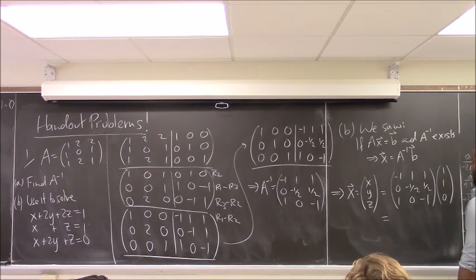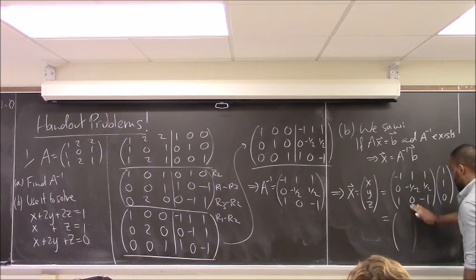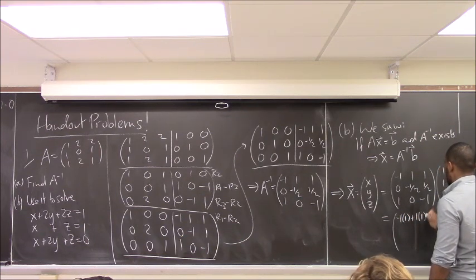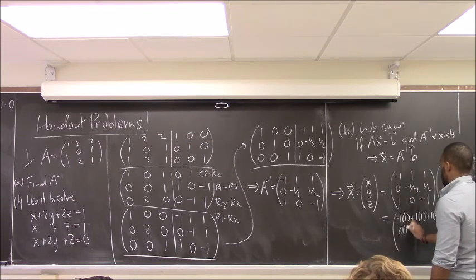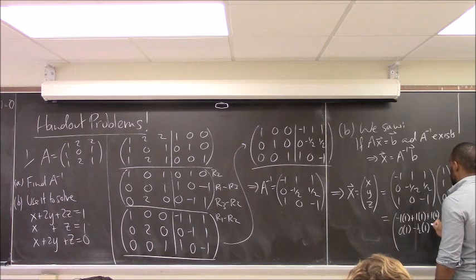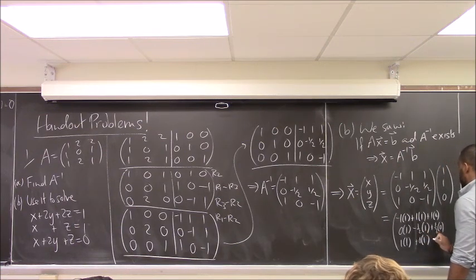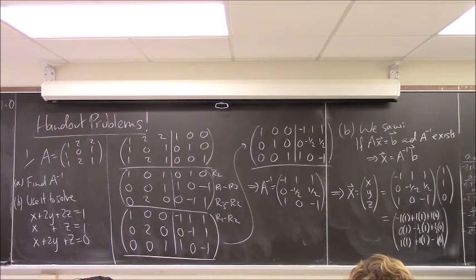So now I do matrix multiplication here. I need more space here. Minus 1 times 1 plus 1 times 1 plus 1 times 0. And then 0 times 1 plus minus a half times 1 plus a half times 0. And 1 times 1 plus 0 times 1 plus minus 1 times 0. So that becomes 1 minus 1 plus 1 is 0, 0. And here I would have minus a half. And here I would have 1. So my X is 0, my Y is minus a half, and my Z is 1.